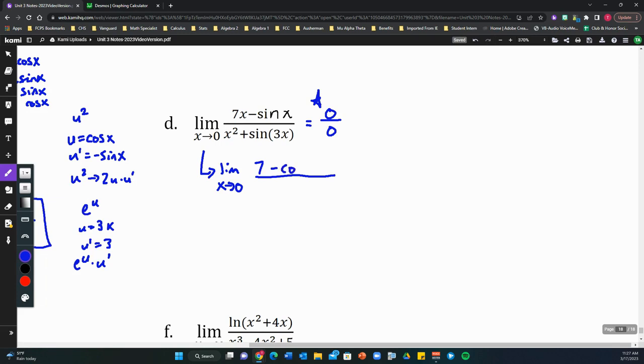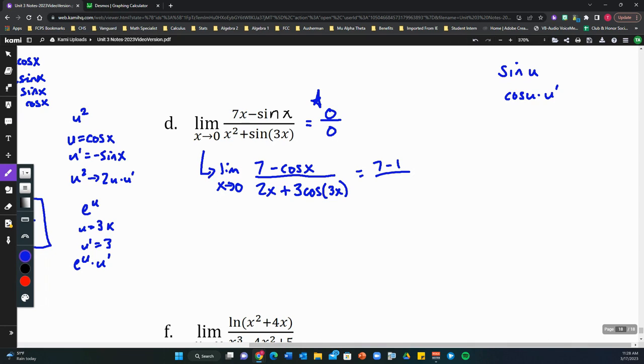minus cosine of x. And then on bottom, we would get 2x plus, this is a sine of u. Derivative of sine of u is cosine of u times u prime. U is 3x, so u prime would be 3. So we get 3 cosine of 3x. So again, we don't assume that I have to continue going just because there's trig involved here. We want to try the direct substitution. So plugging 0 in would give me 7 minus cosine of 0, which is 1. So as soon as I see that this is going to be a non-zero number, I know I'm finished. There's no way that I'm producing 0 over 0 again.